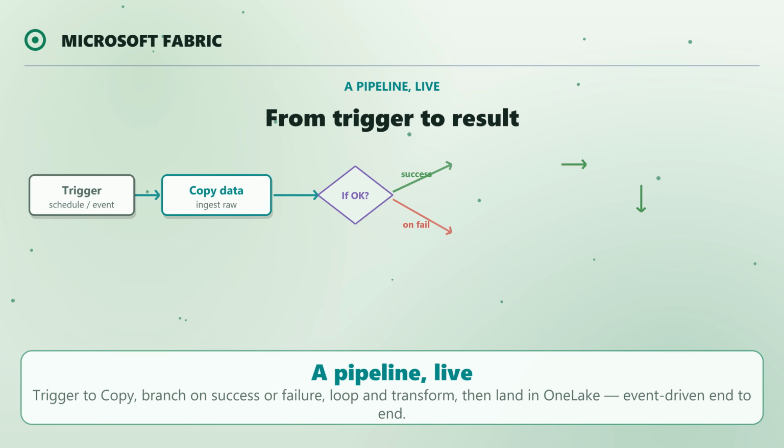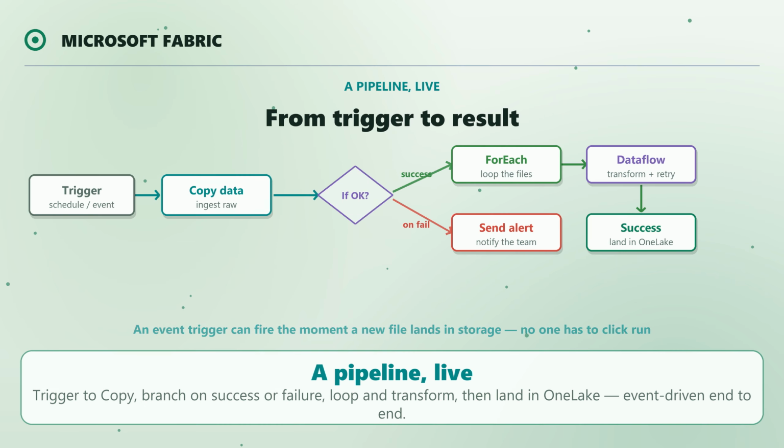Let's make that concrete by walking one real pipeline end to end. It starts with a trigger, maybe a nightly schedule, maybe an event, that fires a copy data activity, which ingests the raw files from the source. Then, an if condition checks whether the copy actually succeeded. On the success path, a for each loops over each file that arrived, and a Dataflow transforms each one, with a retry policy attached, so a single transient failure doesn't kill the whole run. When that finishes, the cleaned result lands in OneLake, and the pipeline reports success.